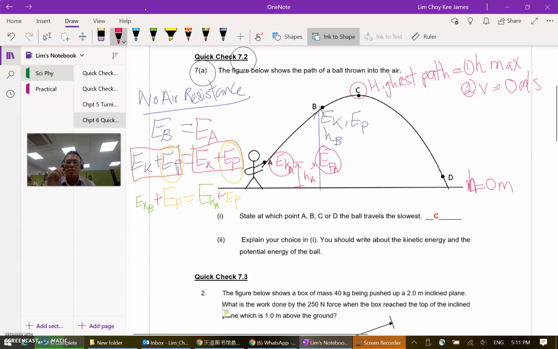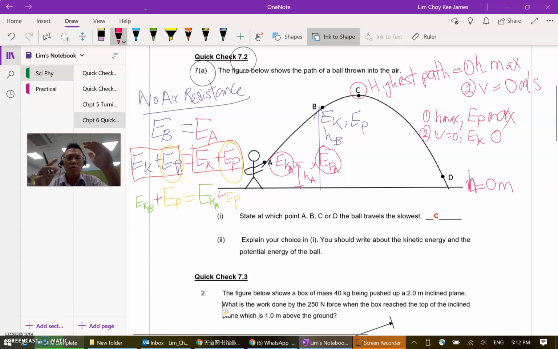So which means at point C, at these instances, you'll find that number 1 tells us, since the H is the maximum, EP will be maximum. And from point 2, whereby the velocity is lowest, it gives us the second information whereby EK is 0. So if you look at the conservation of energy, at point A, I have both EK and EP at certain proportions. At point B, EK and EP are at certain proportions, and eventually at point C, all my kinetic energy at point A will be converted to potential energy.